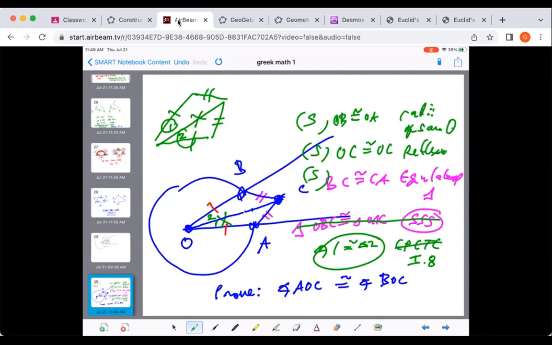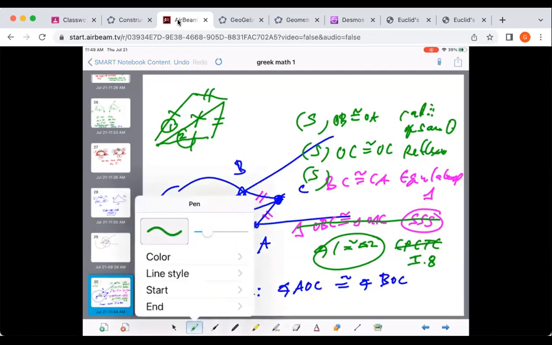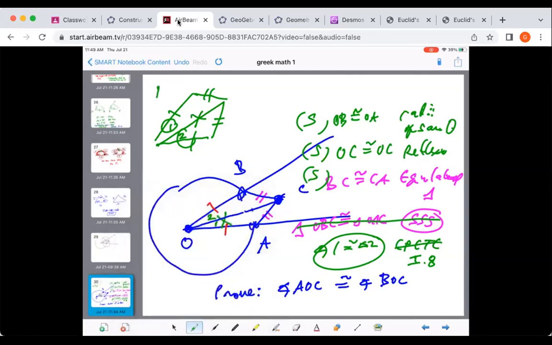Because otherwise, what is it? You learn SSS. Why? Big deal. Now I can solve this question that I couldn't solve before. But who cares about this question? There's 2 sides and I want to know if these 2 angles are equal. But if you're doing a construction, there's some motivation for learning SSS, because it's going to help me prove that this construction works.